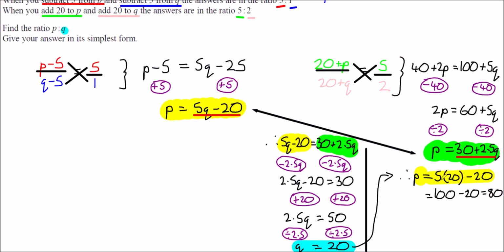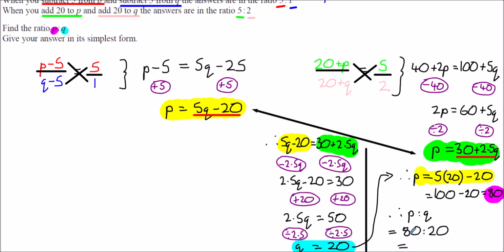In other words, P is 80, so we know what P is and what Q is. So finally we can answer the question. So therefore the ratio of P to Q, P is 80, Q is 20.